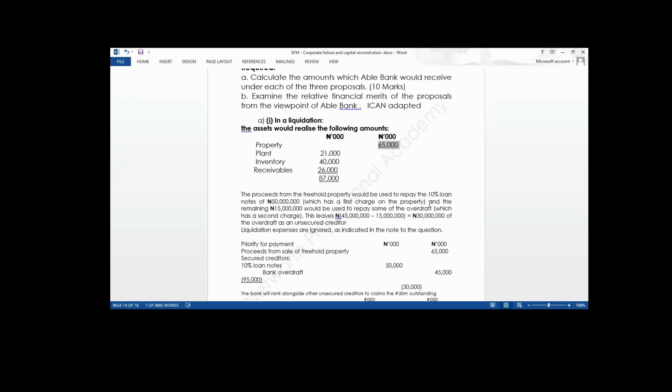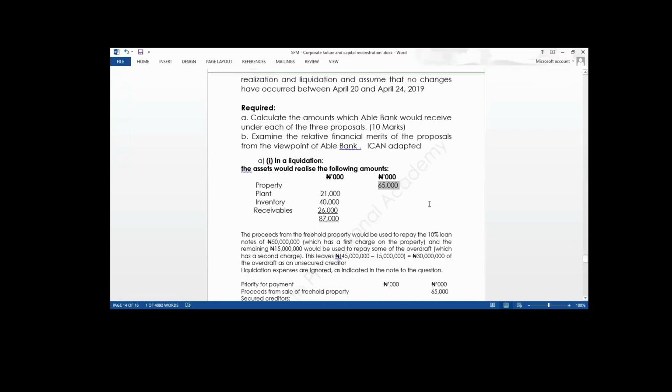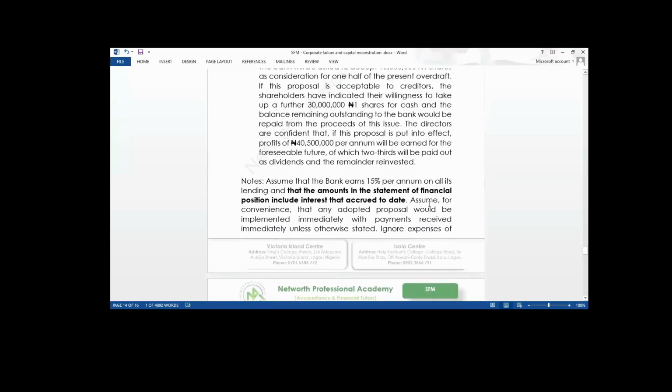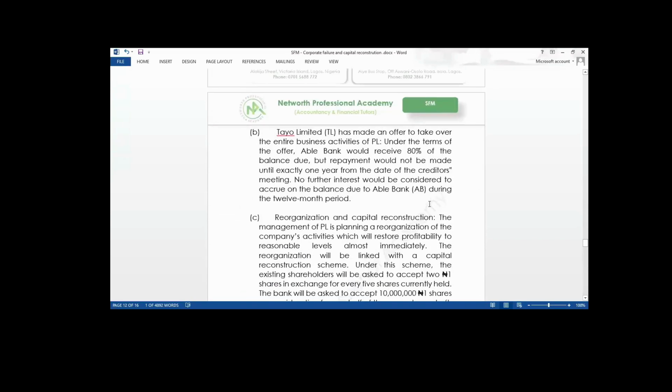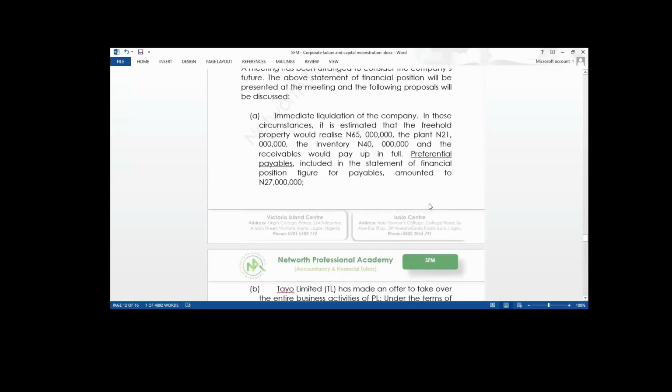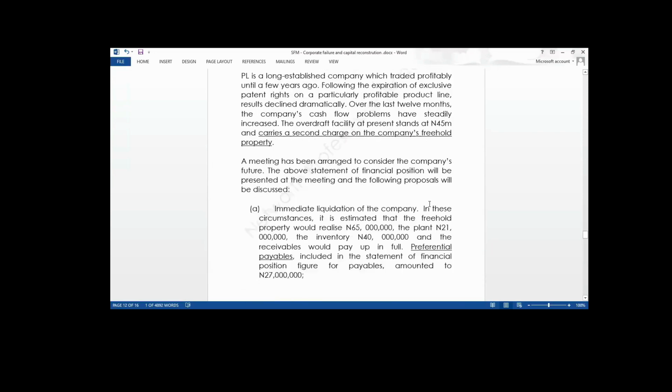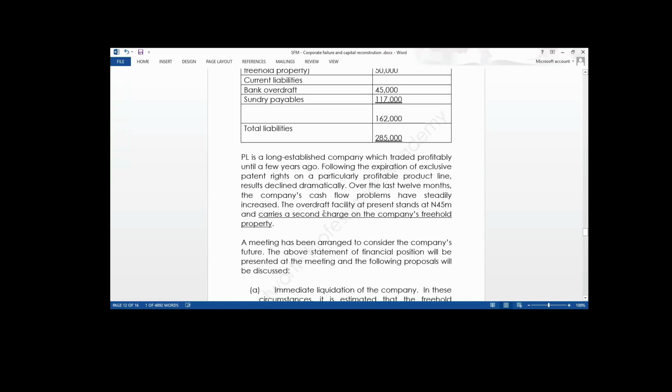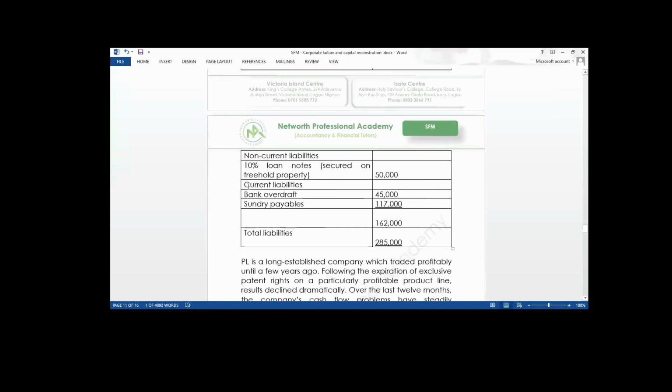How much is the bank overdraft? $45 million. Yes, sir. I was just trying to go back to it. Look at it. Examiner says the overdraft facility at present stands at 45 million and carries a second charge on the company's freehold property. That means after you have settled the loan notes, 50 million, look at it.